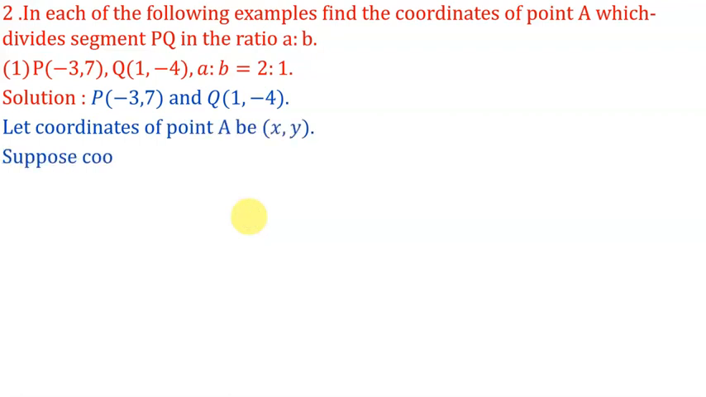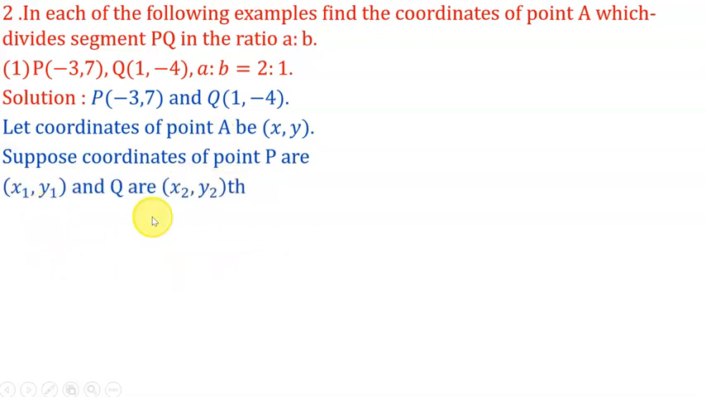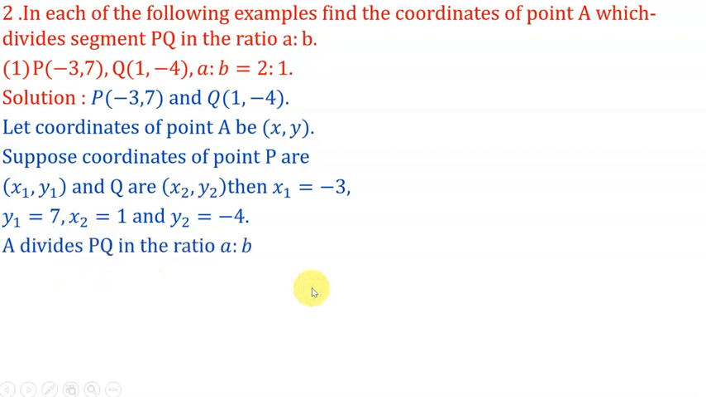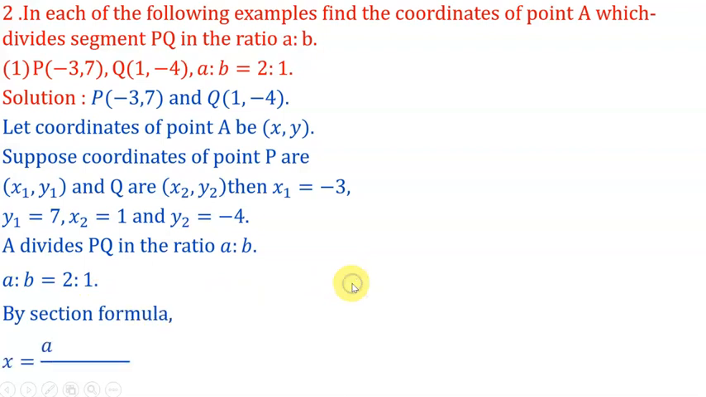Let the coordinates of the point A be (x, y). Suppose the coordinates of the point P are (x1, y1), Q is (x2, y2). Then the value of x1 is minus 3, y1 is 7, x2 is 1, y2 is minus 4. A divides PQ in the ratio a:b. Therefore, a:b is 2:1 here दिलेले. Section formula, x is equal to (a x2 plus b x1) upon (a plus b), y is equal to (a y2 plus b y1) upon (a plus b).